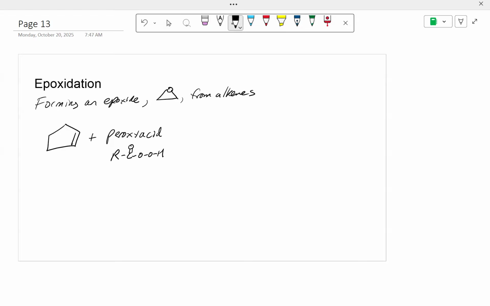Now that oxygen can be going up or down. In this case, it doesn't matter because this is a meso compound, but just keep that in mind that I could have as easily written the oxygen going downwards.